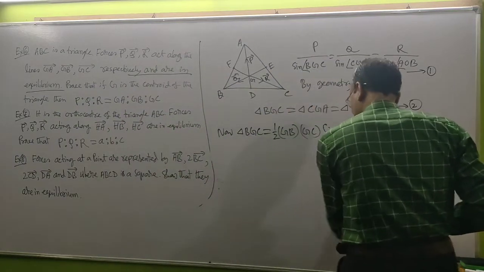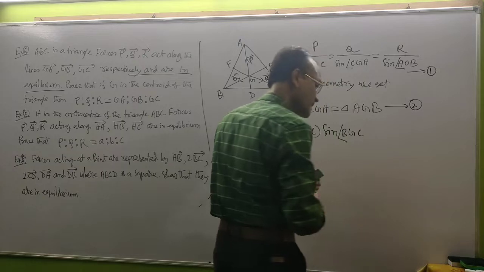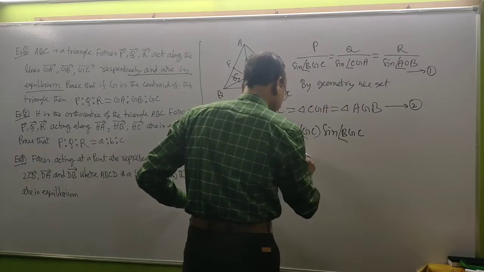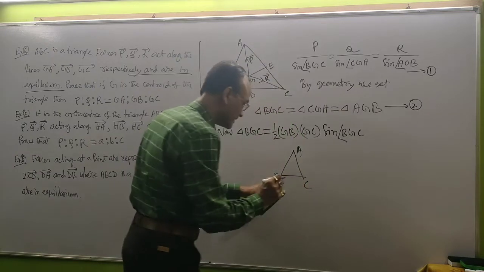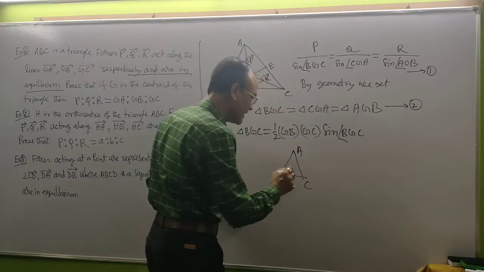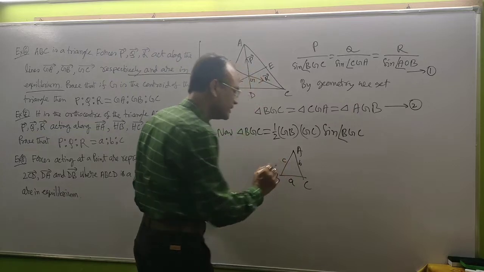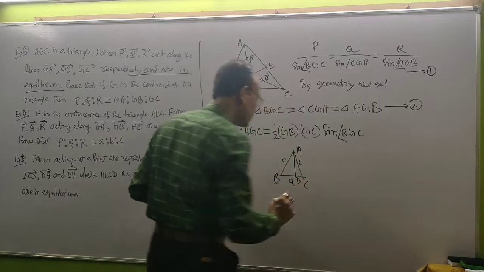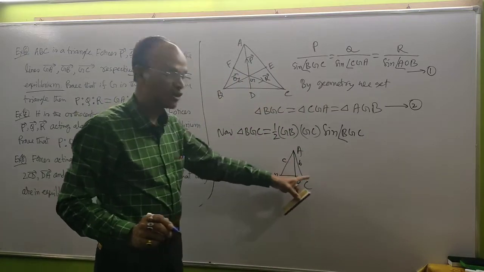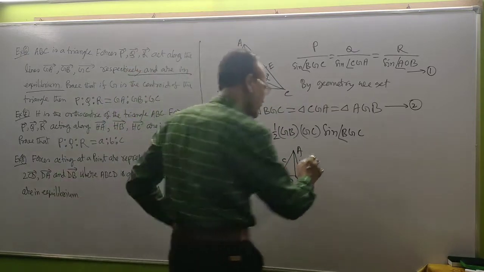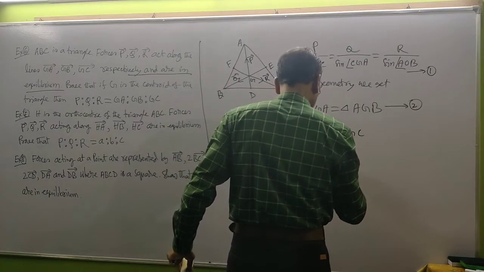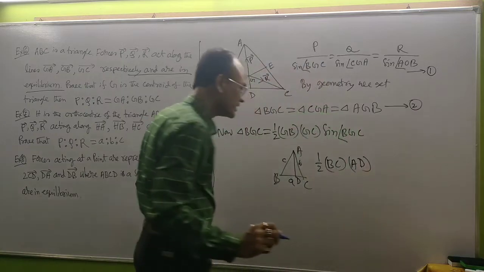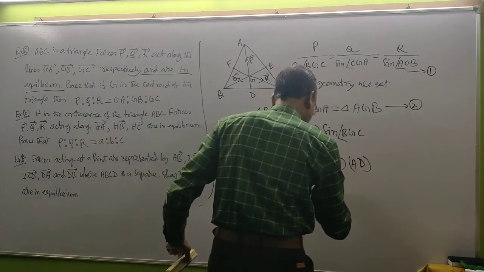Suppose in a triangle ABC, the sides BC, CA and AB will be denoted by a, b and c. Suppose AD is the perpendicular on BC. What is the area of the triangle? We know that the area of the triangle is half base into altitude.